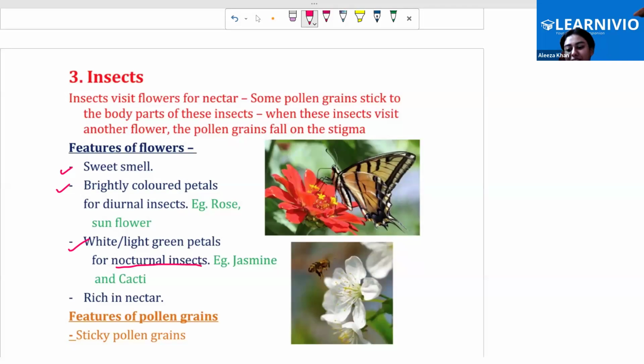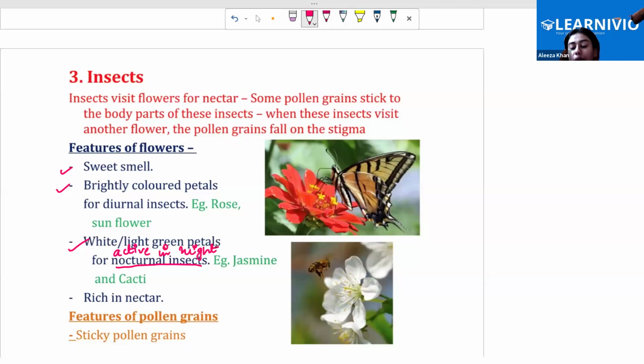Any idea about this nocturnal? Ma'am, maybe for the insects who are nocturnal. Nocturnal animals, no idea. Ma'am, I've heard the word many times, but I'm not sure about the meaning. Like these insects or animals are active at night. Yes, ma'am, that's why we call them nocturnal insects or animals.